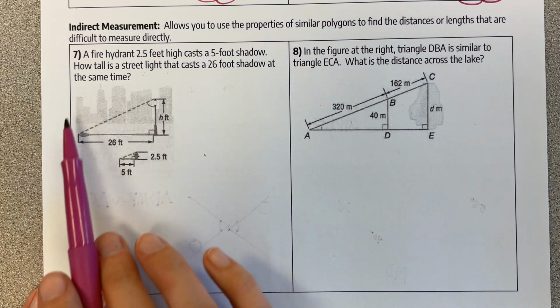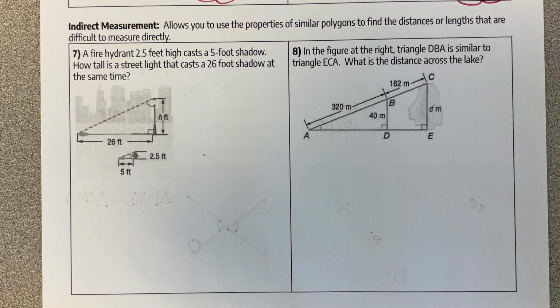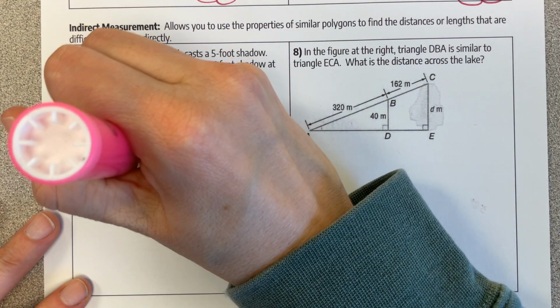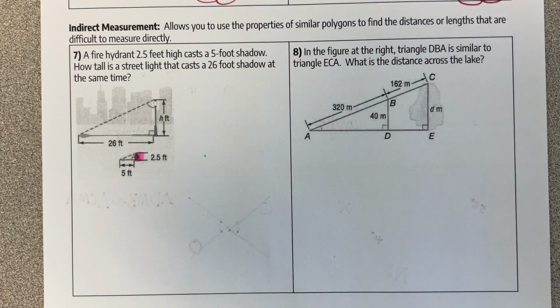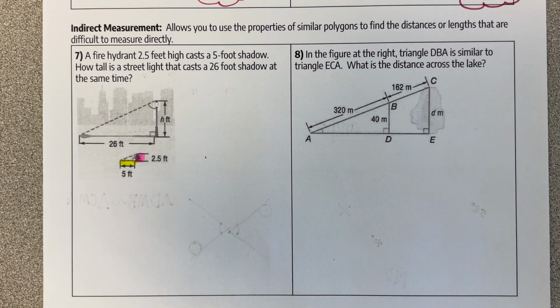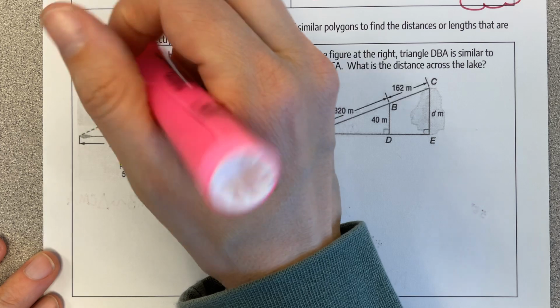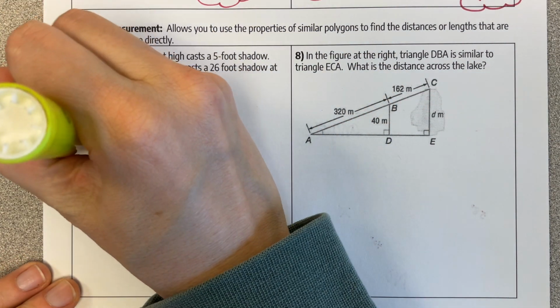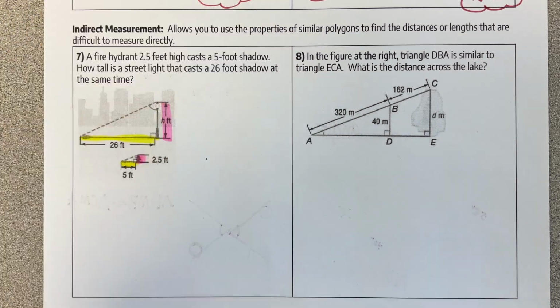So specifically, one thing we can use is shadows because they are proportional if you're measuring at the same time. So a fire hydrant that is 2.5 feet high casts a 5-foot shadow. So we've got the height compared to the shadow of this fire hydrant. Then we want to know how tall this street light is if at the same time it's casting a 26-foot shadow. So we are going to set up a proportion here.